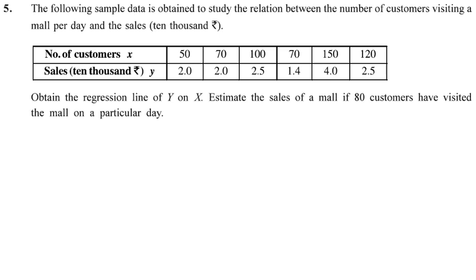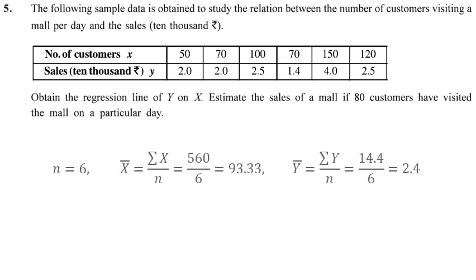Number of customers are depicted by X and the sales in 10,000 rupees is depicted by Y. Now we have to obtain the regression line of Y on X and then estimate the sale of a mall if 80 customers have visited the mall on a particular day. What we are going to do first is make a total of both the data and find their averages like this.